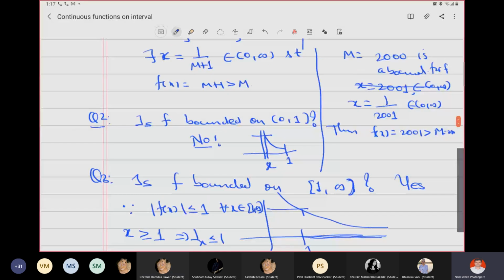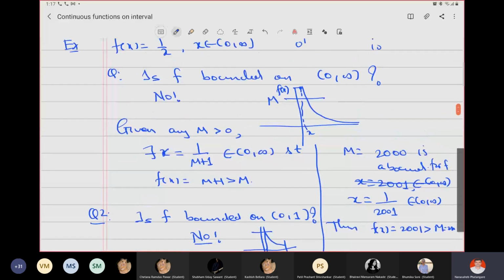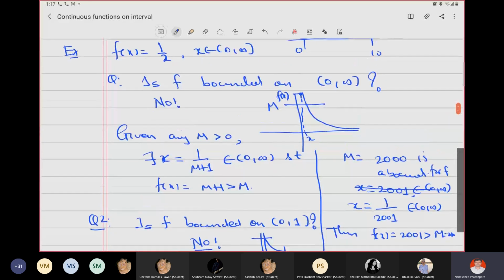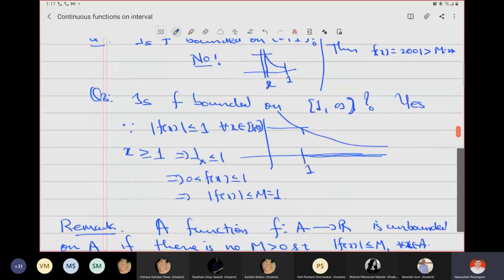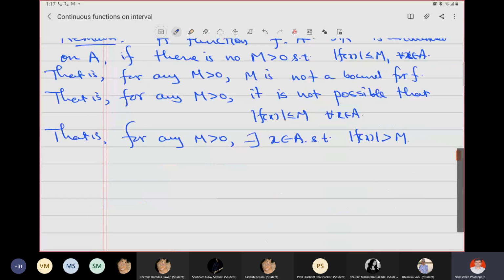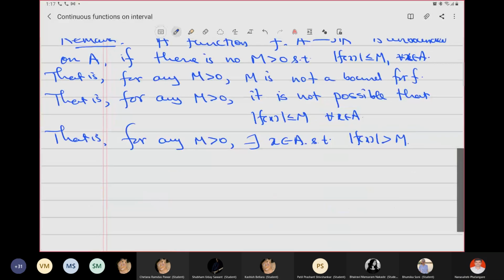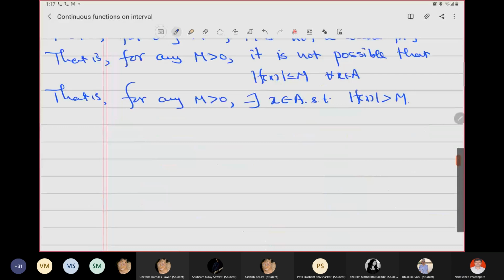The function 1 by x on the interval 0 to 1 is not bounded because if you give me any m, I give you x for which f of x is greater than m. So no m is a bound. So logically the thing should be clear, right? We are interested in logically how to understand these statements. Okay.